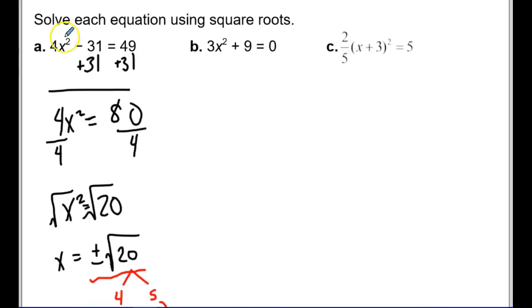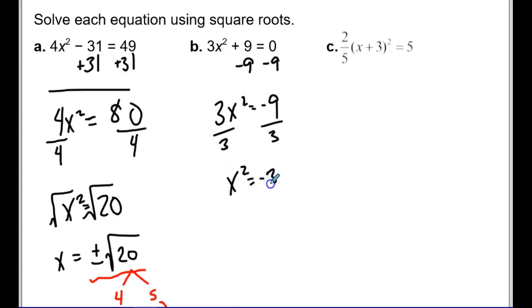Okay, so now let's look at our second example using our square roots. Again, I have to get everything by itself, so I subtract 9 to start with. So I have 3x squared equals a negative 9. Now I've got to divide by 3, so I have x squared equals a negative 3.